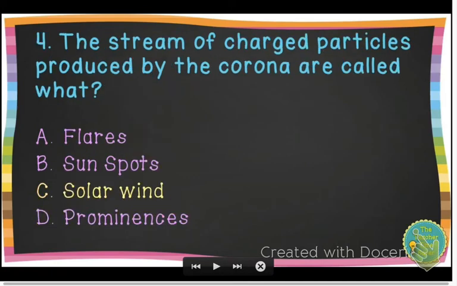Okay, so I guess for some reason it has the answer to this one, so Merry Christmas to you. The stream of charged particles produced by the corona are called what? These are called solar winds. Solar wind is charged particles.